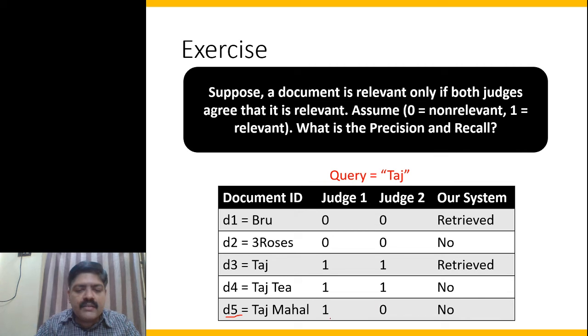Okay, so in this case, we think that this document is not relevant because we want both the judges to agree on relevance, right? So we want both of them to agree that it is relevant. Okay, so how many relevant documents do we have for this query? We have only two: the D3 document which is Taj, and the D4 document which contains Taj T. Okay, and now let's see what our system did. Our system retrieved D1 and D3, and it did not retrieve the rest. Now the question is, how good is our system?